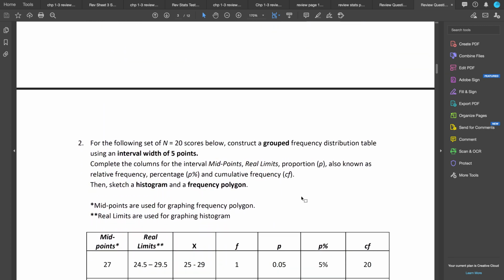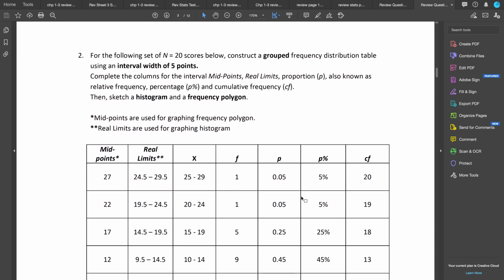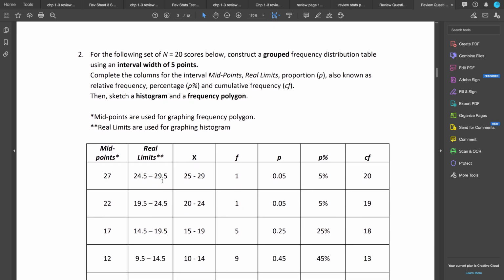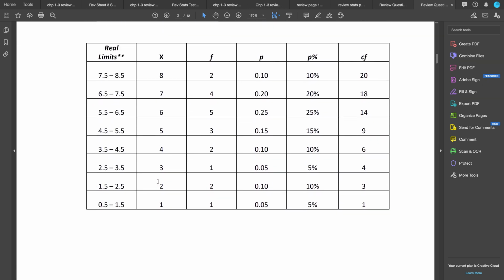Number 2, this time we want to do a grouped frequency distribution. Here's where real limits become more of a matter of purpose. Oh, there is no histogram. I don't know why she drew a histogram here, but basically a histogram where the bars touch each other. Label the axes and make sure each bar goes as tall as the frequency. Okay?